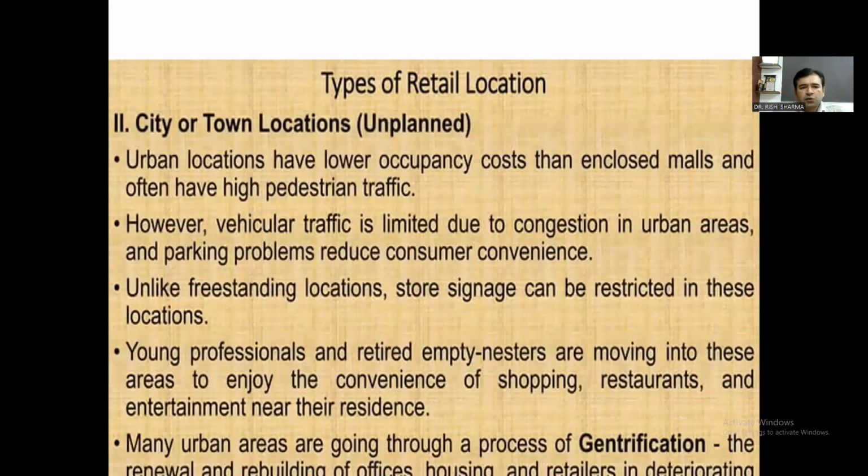Number two is city or town locations. They are also unplanned locations. Urban locations have lower occupancy cost than enclosed malls and often have high pedestrian traffic. However, vehicular traffic is limited due to congestion in urban areas. As we know, urban areas are highly populated, and in cities like Pune, Bangalore, Delhi, you find great difficulty in parking. So the parking problems reduce customer convenience. Unlike freestanding locations, store signage can be restricted in these locations.